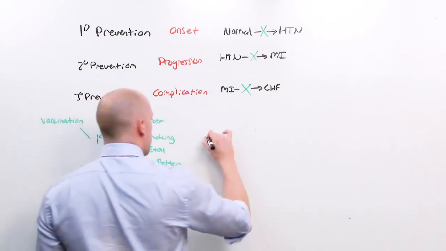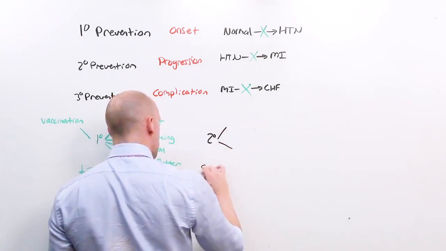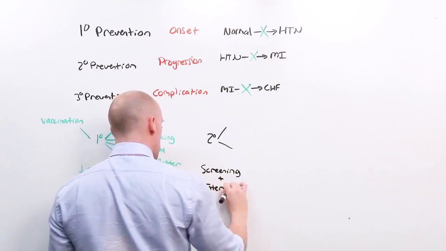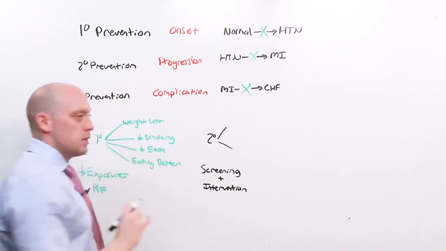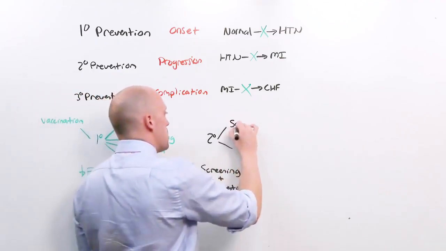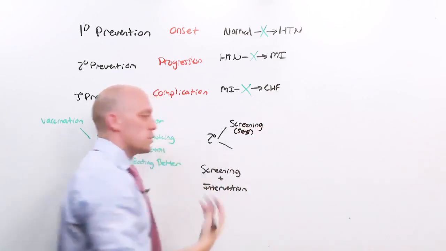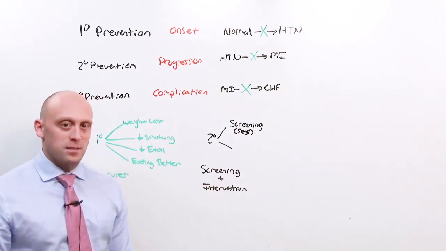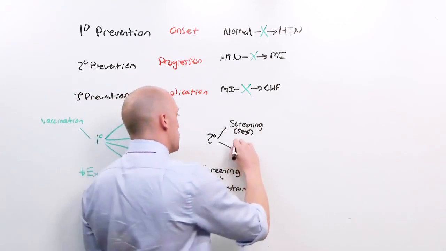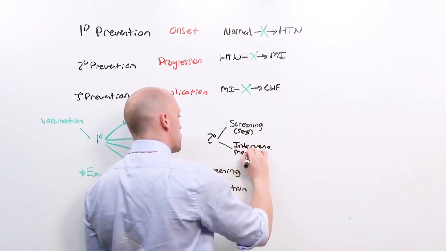Secondary prevention is more about screening and early intervention. Screening and intervention is going to be achieved with screening tests. And to be a good screening test, you generally want to be sensitive. That is, we'll tolerate false positives so that we don't miss false negatives. And when we identify disease early, we intervene, generally in the form of lifestyle modifications, of course, but often medications.